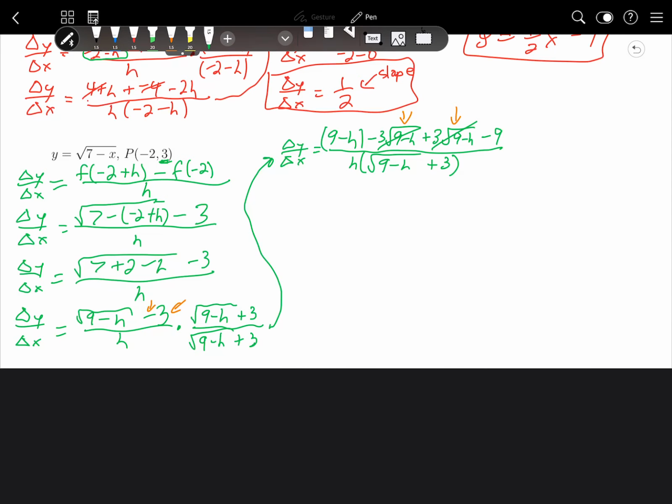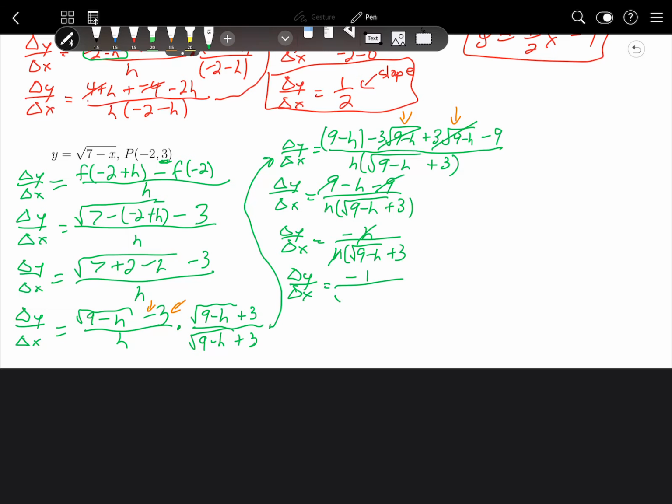So we can cancel those two out, and that's going to get rid of all the radicals in the top. So this will be 9 minus h minus 9 over h times the square root of 9 minus h plus 3. Now the 9's cancel because 9 minus 9 is 0. So this is delta y over delta x equals negative h over h times the square root of 9 minus h plus 3. And now the h's cancel. So this is delta y over delta x equals negative 1 over the square root of 9 minus h plus 3. And now we can let h equal 0.